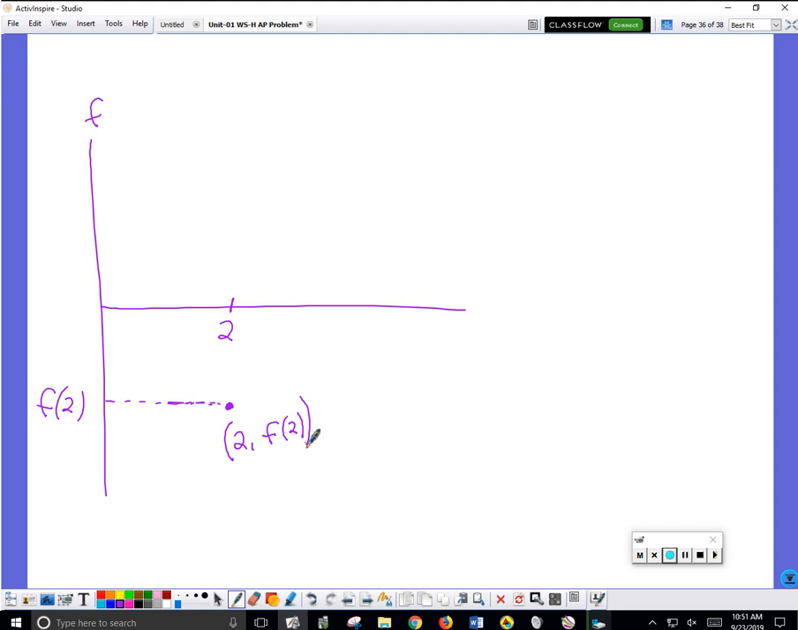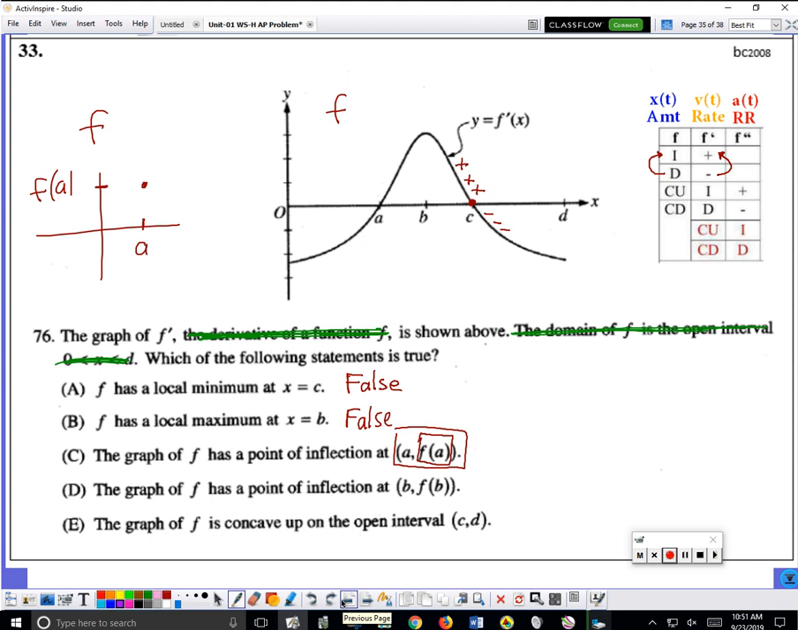Anybody else? Cool, so go back to here. The graph of f has a point of inflection at x equal a. So f has a point of inflection when f changes like this, or the other way around: concave up to concave down, or vice versa. So we're looking to see if f is going to do this. Therefore, we need to see if f prime will do this. Now at x equal a, f prime is certainly not changing from increase to decrease. So that doesn't work.